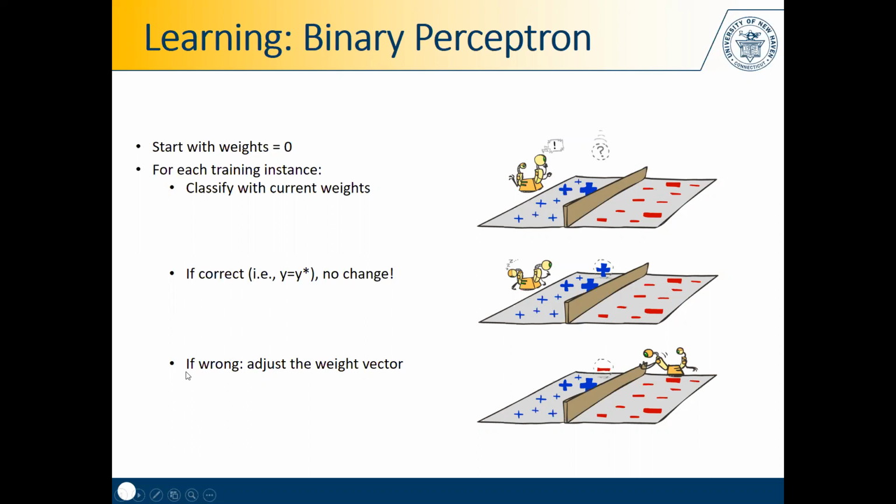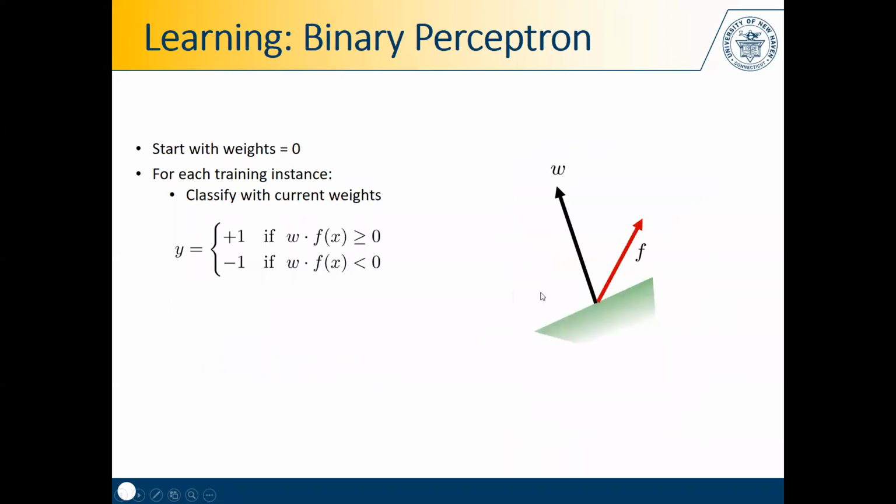Now, if the output is correct, there's no need to change the weight, but if it's wrong, we need to adjust the weight vector. But how do we go about adjusting the weight vector? So in the binary case, again, I'm reformulating what we had before.